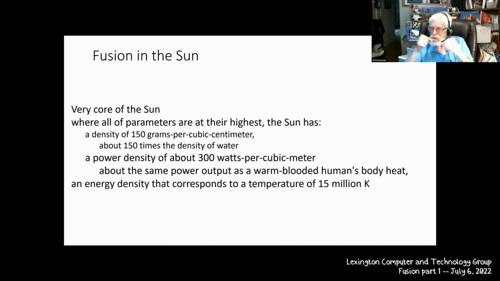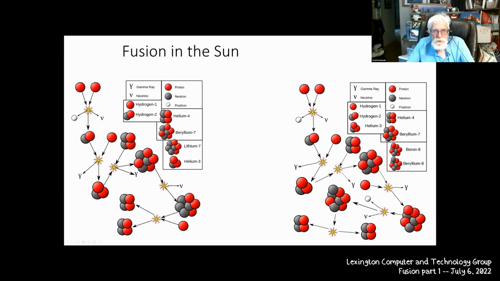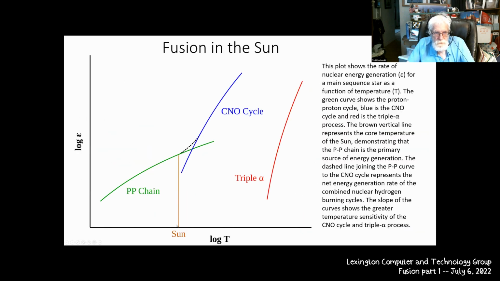These collisions overcoming that Coulomb thing is very rare. And so the actual core of the sun doesn't produce very much energy per unit volume. About 300 watts per cubic meter, I'm sorry, per cubic meter, not per cubic centimeter, is comparable to the power output of the human. And that operates at roughly a temperature of 15 million Kelvin, which is this point right here.